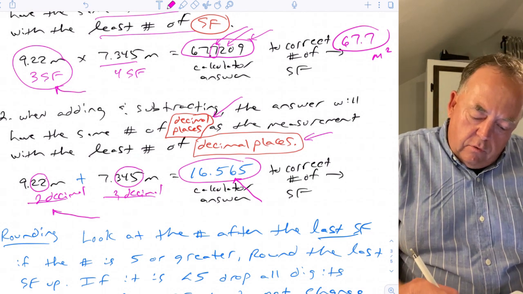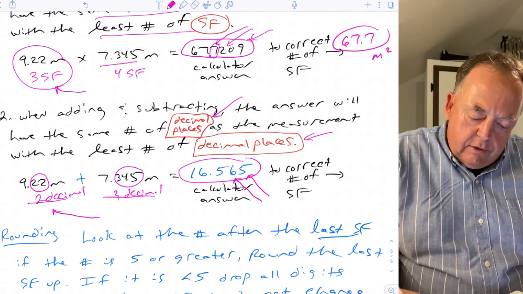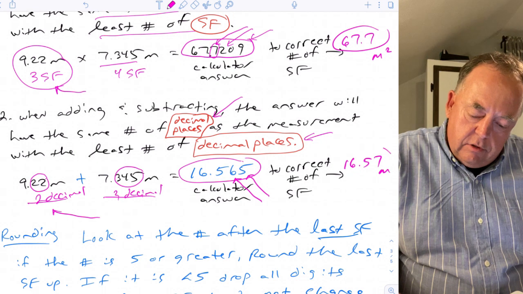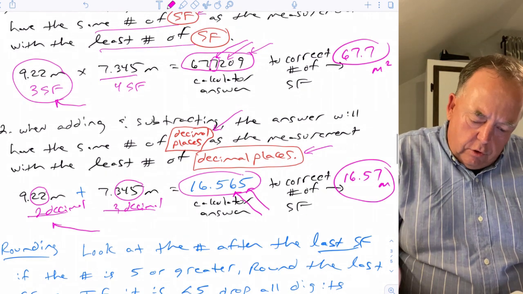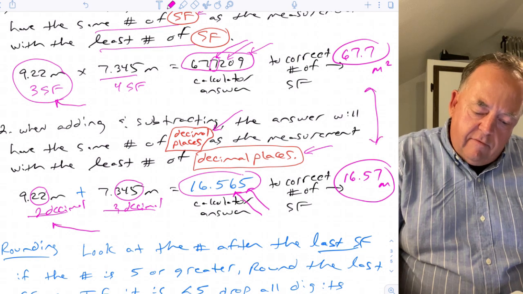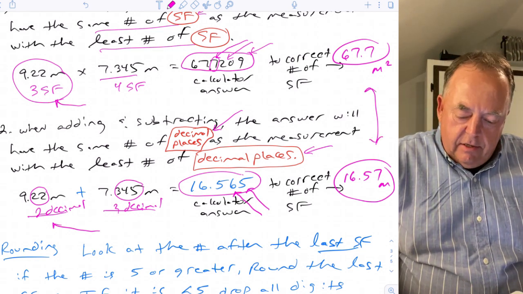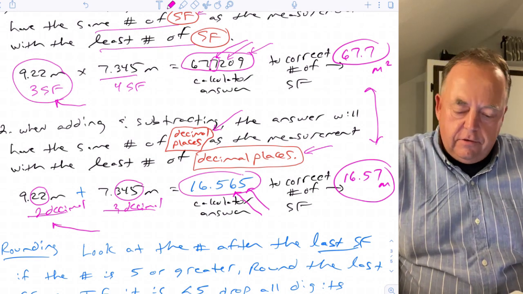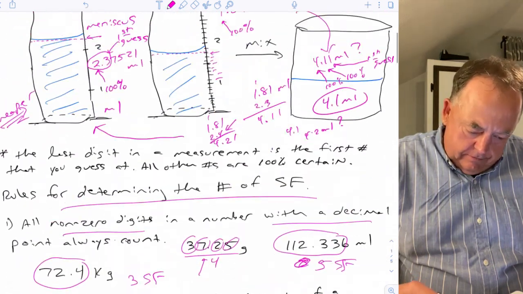And now what you do is round. You look at the next number, it is 5 or greater, so you have to round up. So this will be 16.57 meters would be the answer, right? So totally different. If you multiply and divide, you had 3 significant figures. If you added and subtracted, you end up with 2 decimal places, so that number would now have 4 significant figures, right? Which is basically the same thing that we did up here.